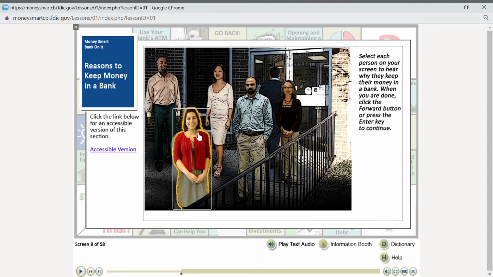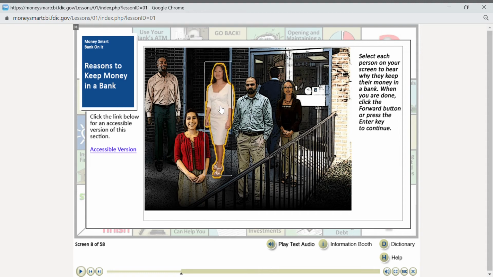I started keeping my money in a bank because I want to build a solid financial future. Opening an account can help me build a relationship with a bank that can be important for accessing affordable credit. If I ever need a car, home, or small business loan, I'll be glad I established a good relationship with my bank.